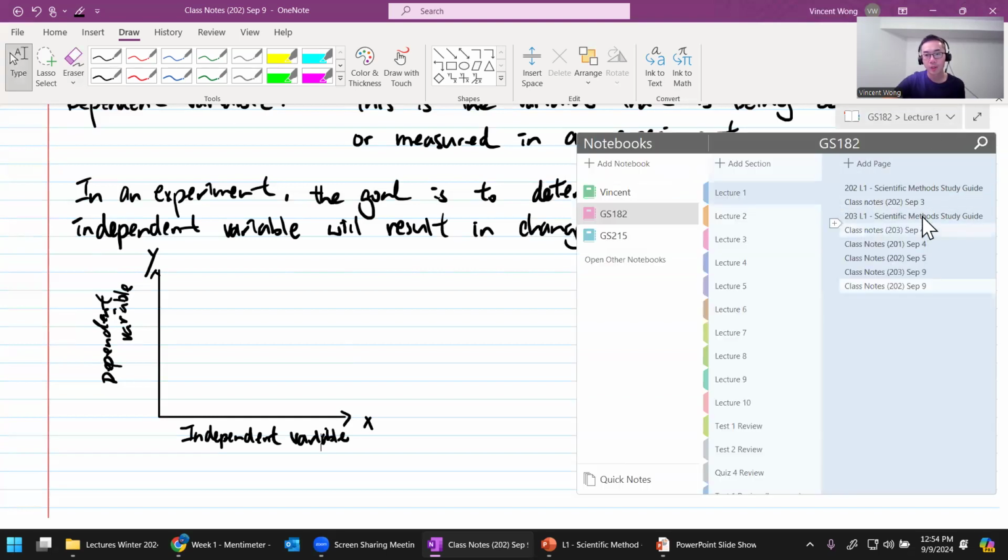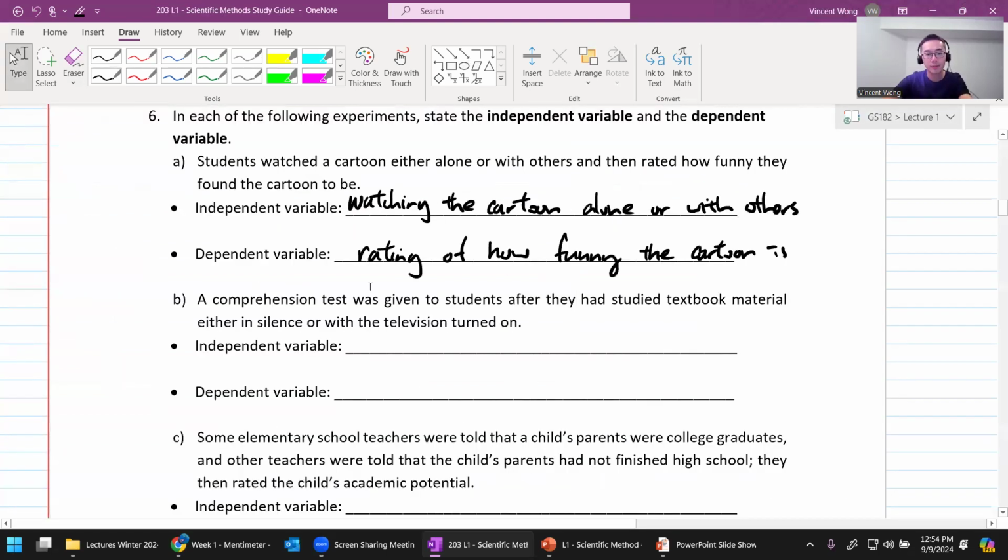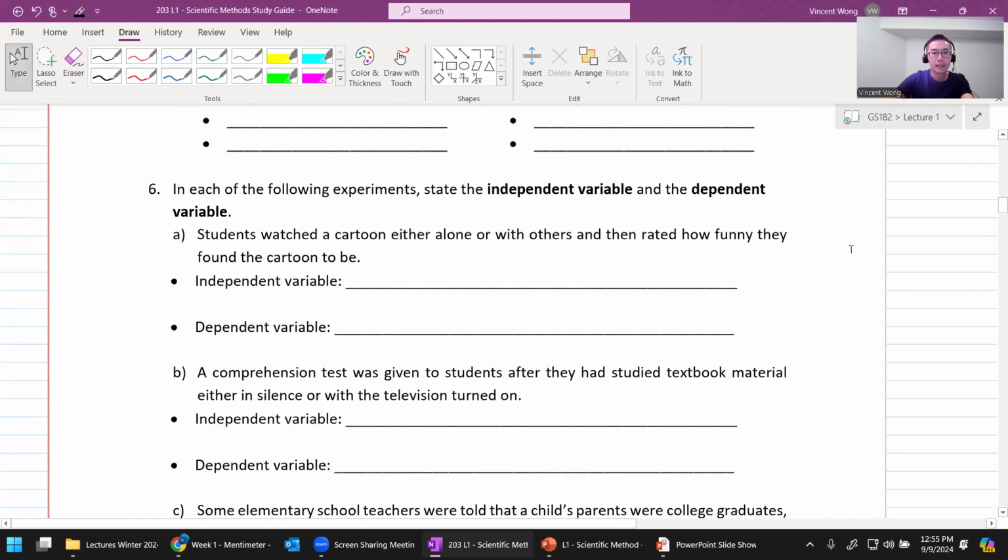Okay, I'm just going to switch to the study guide briefly. This is page 2 of the study guide. There are a few examples here. Why don't you take a look at the first 2 examples and try to figure out which one is the dependent and which one is the independent variable. I'll give you a minute or two to look at that, and then we can go over it.